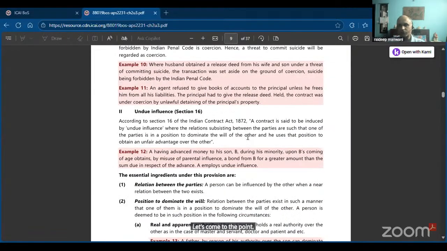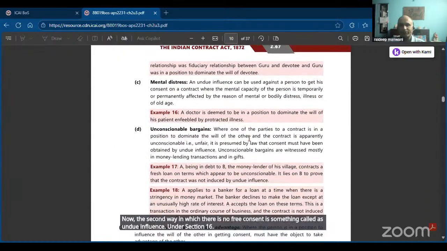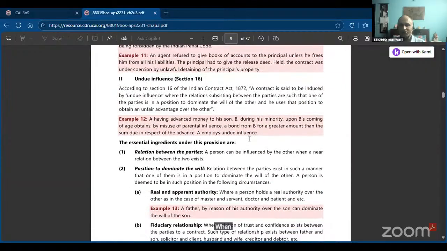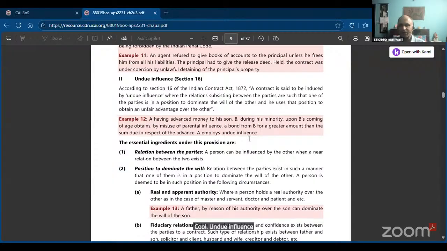Now, you've understood coercion. The first way in which there is no free consent is through coercion. Now, the second way in which there is no free consent is something called undue influence under section 16. When a relation subsists between two parties and one party is in a position to dominate the will of the other person and uses that position to obtain an unfair advantage, it is called undue influence.